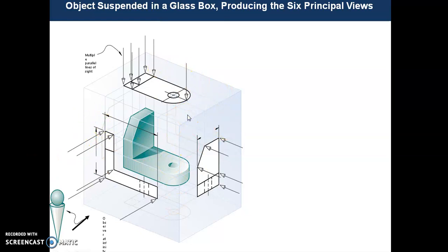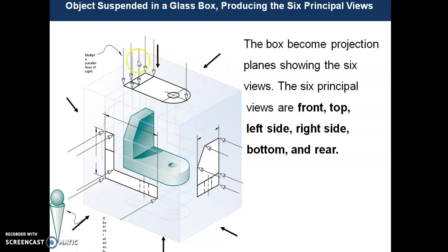Now what happens? Here we can put the observer from the front side, from the top side, from the right hand side view, here from the left hand side view, here from the bottom side, and here from the rear side. And see, the box becomes the principal plane showing 6 views. The 6 principal views are front view, left hand side view, right hand side view, then the top view, then the bottom view and the rear side view.